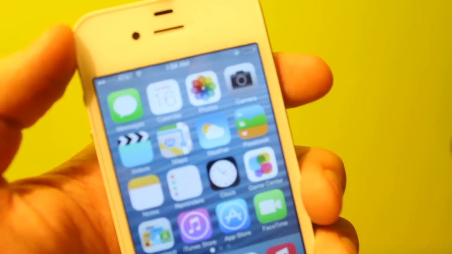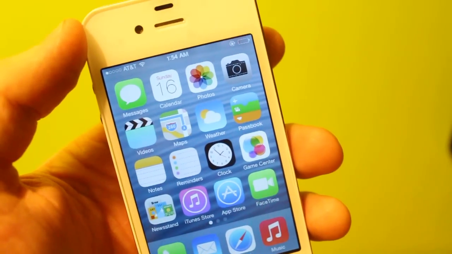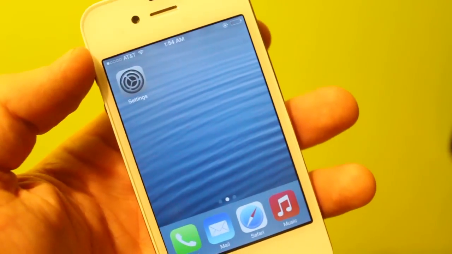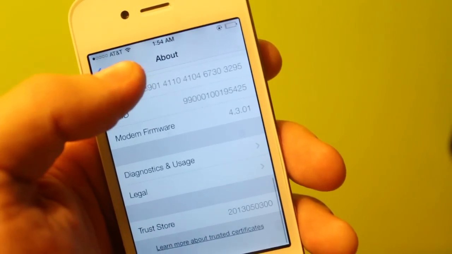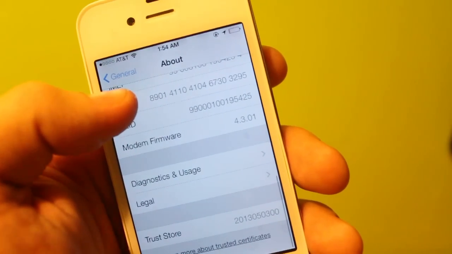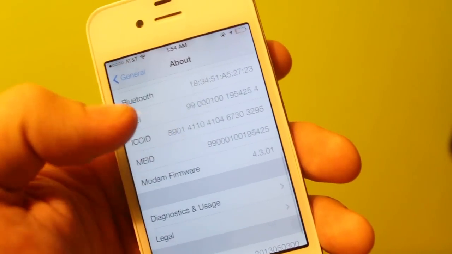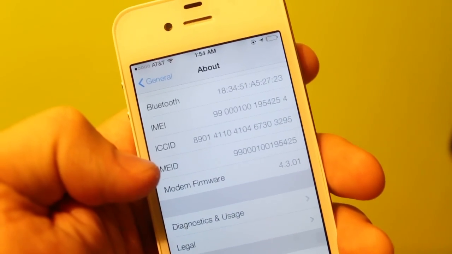beta version 1, iOS 7, works on AT&T. If we go ahead and take a look, because I know a lot of you guys are going to be like, oh, it's probably just an AT&T phone. But I will prove it to you. Look, 99000. It is a CDMA iPhone. It's got an MEID. GSM phones don't even have that. You can't factory unlock these.